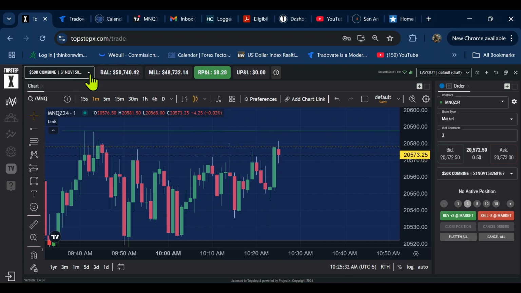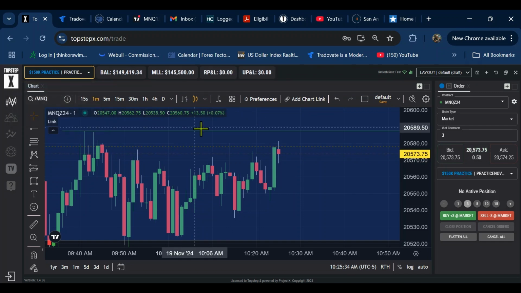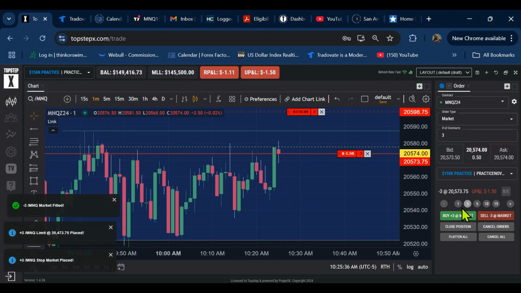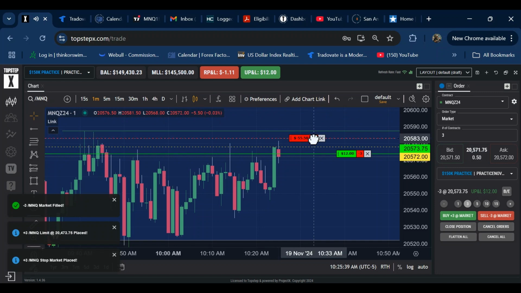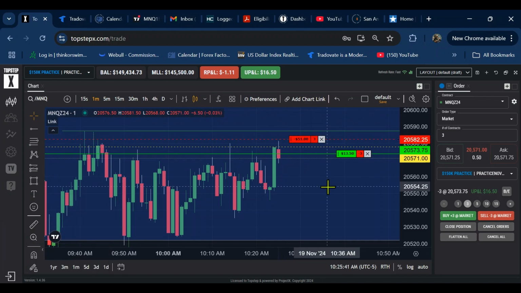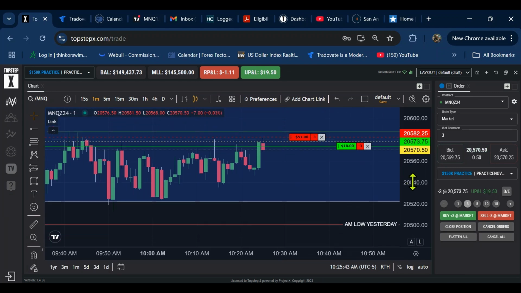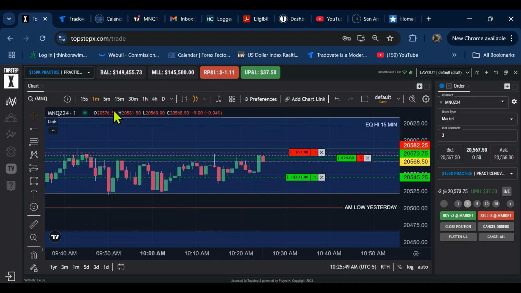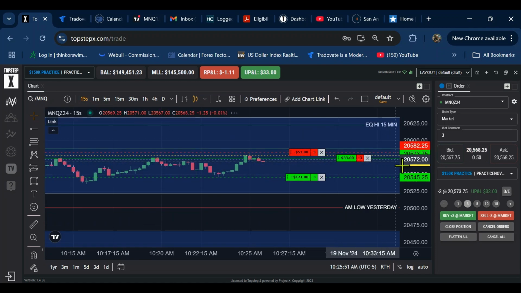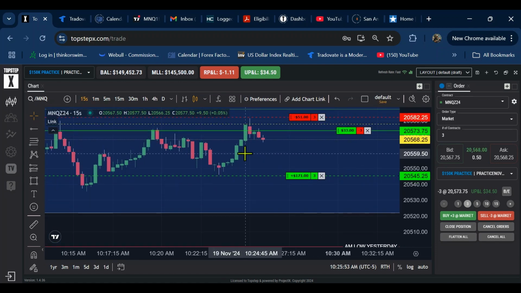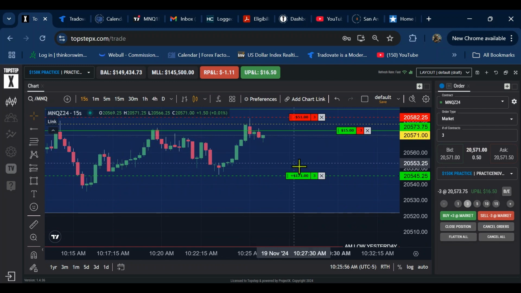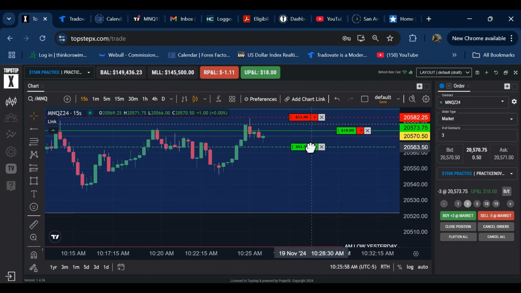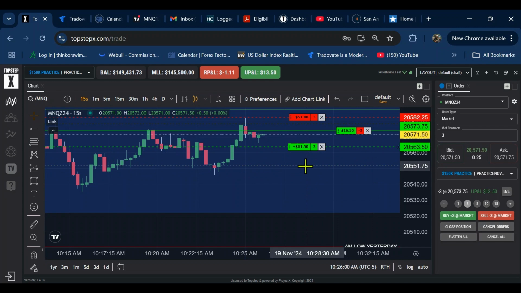I'm going to move over to my practice account and I'm going to take a short right there. And I'm going to put my stop right there above it. That's $50. And I'm going to put my take profit right here below this most recent swing low. We can even go to a 15-second chart. And I'll put it right here below this one. And just see what happens. See if it gets down there. May not.